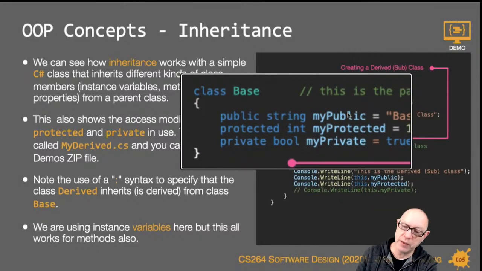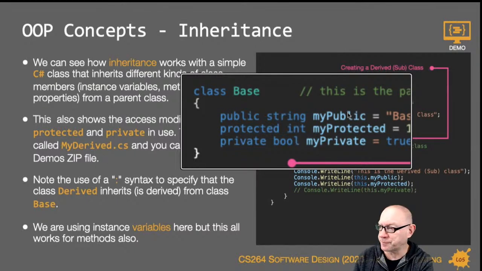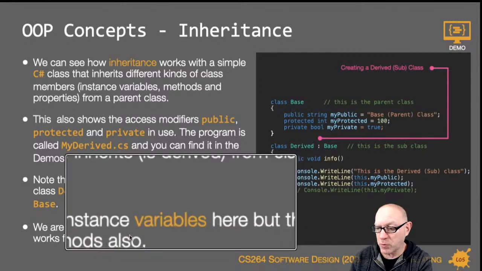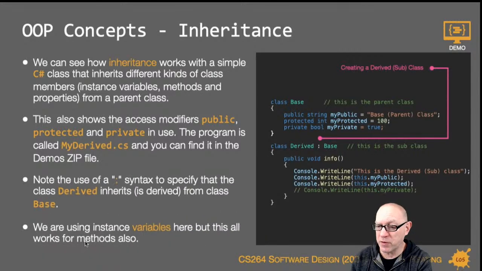And really, I tend not to like making things available unless they really are public and it's necessary. Okay, so again, as I said, we're using instance variables here, but everything that we've done applies to methods also.